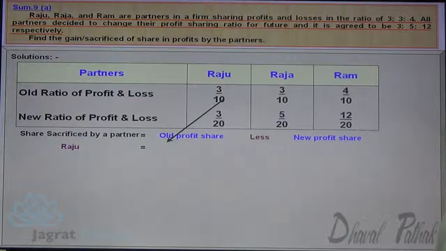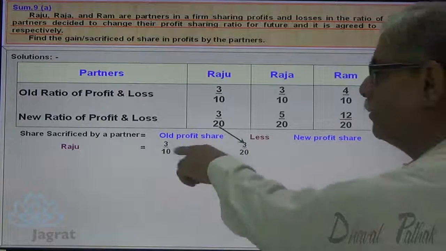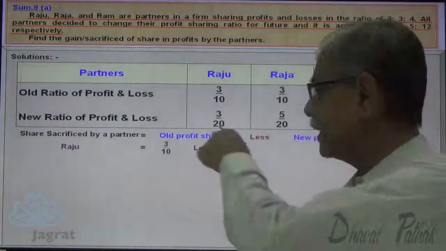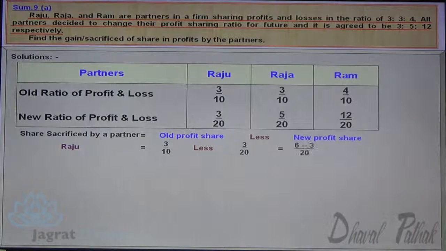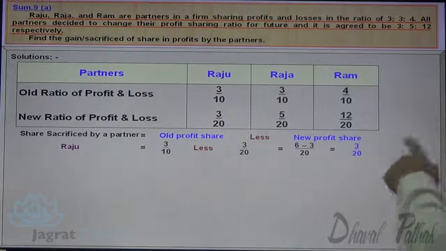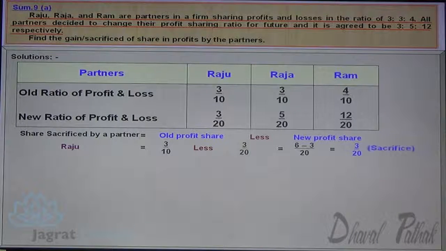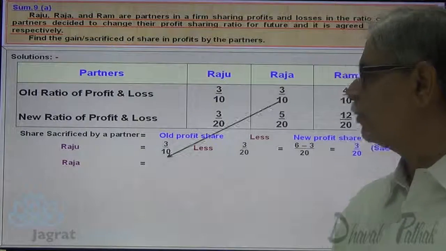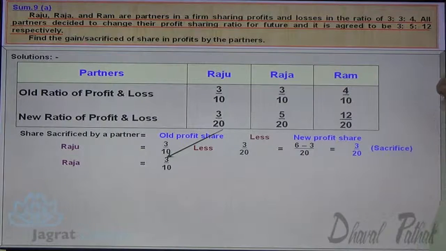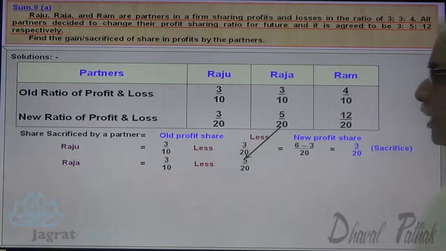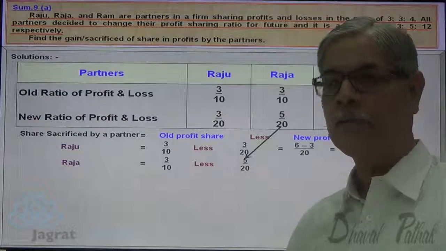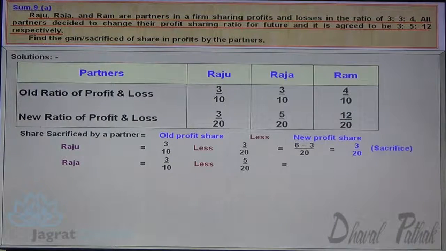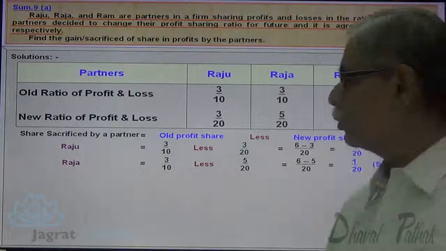So 3/10 minus 3/20. If I want to have a denominator of 20, it should be 6, 6 minus 3. 3/20 is the sacrifice of Raju. Now let us work out for Raja. Formula is same. Old share 3/10 minus 5/20. 3/10 means 6/20. 6 minus 5, 1/20 sacrifice.